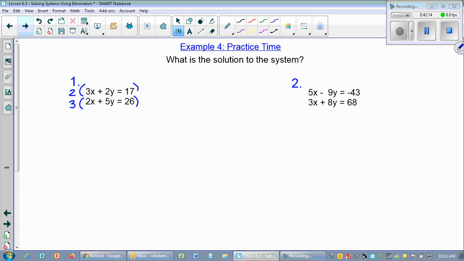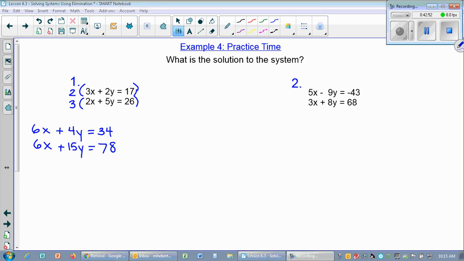So to distribute, 2 times 3x makes 6x. 2 times 2y makes 4y. And 2 times 17 makes 34. I'll multiply the second equation by 3. 2x times 3 is 6x. 3 times 5y is 15y. And 3 times 26 is 78. So now I have created x's that have the same coefficient.